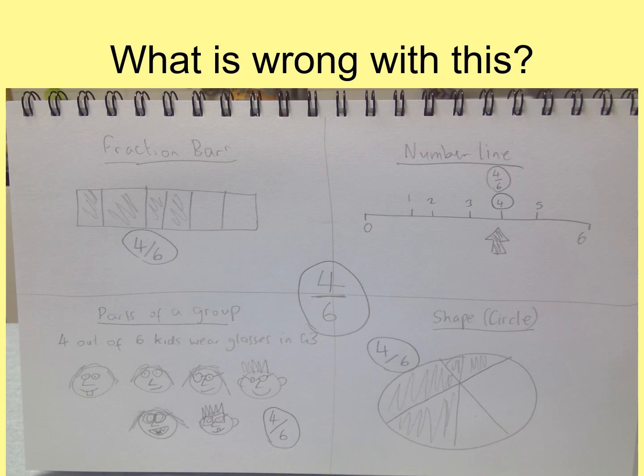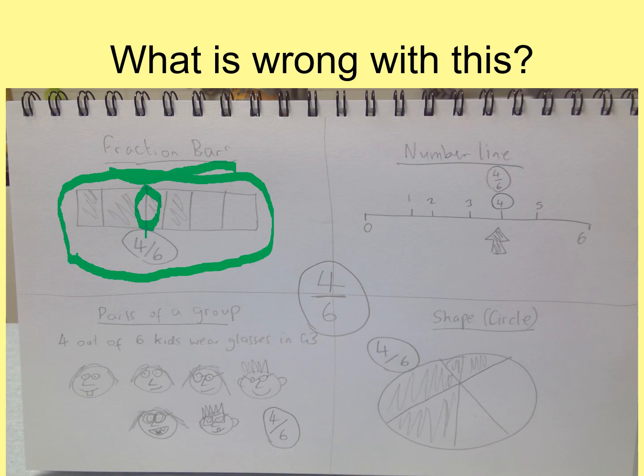Okay, you may have noticed there's quite a lot wrong with this. We'll start with the fraction bar over here. First of all, you can see I haven't used a ruler. It's not straight. And also the parts of that bar are not the same size. That is much smaller than that one, for example. Right, what about the number line? Again, you can see it's not straight, it's wonky, but also the distances between the numbers. So that's quite large, but this distance here is much smaller. So it's not accurately 4/6.